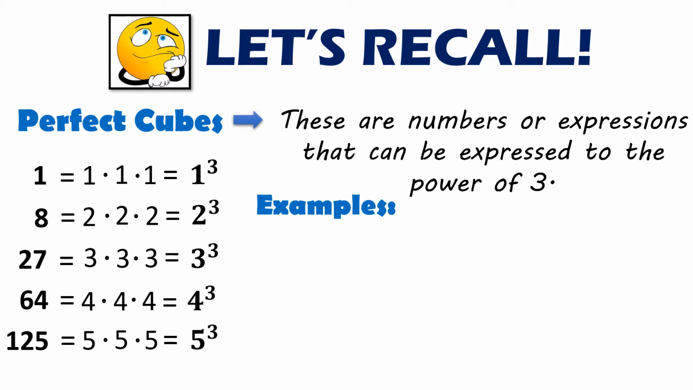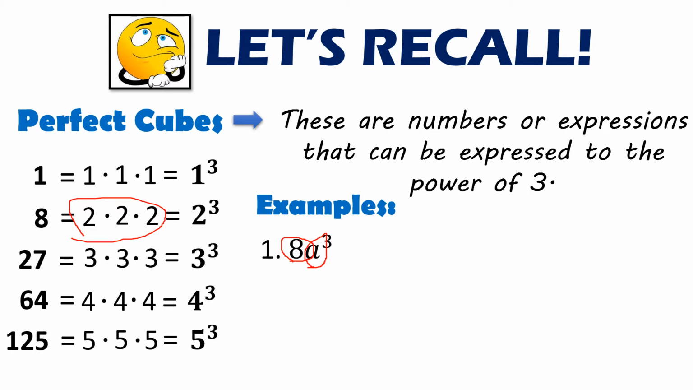Now, let's try identifying perfect cube in the polynomials or expressions. Number 1, 8a raised to 3. This is a perfect cube because 8 can be factored as 2 times 2 times 2, and a can be factored out as a times a times a because it is raised to the power of 3.